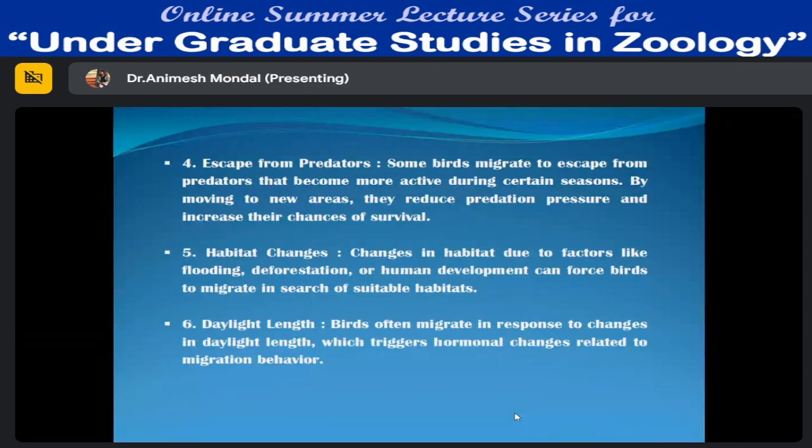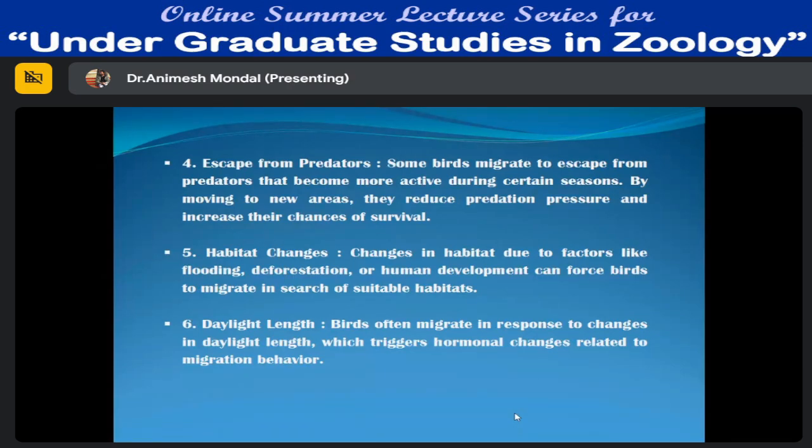Now, through migration, birds can escape from their predators. Some birds migrate to escape from predators that become more active during certain seasons. So, if a bird can move from one place to another during the season when the predator is active, then they can ensure their chance of survival.